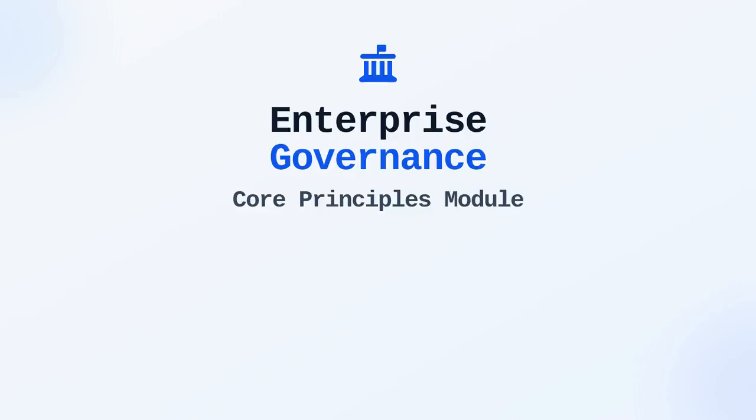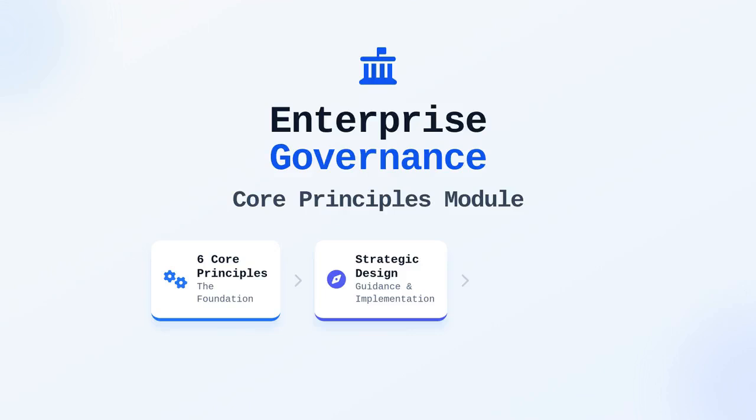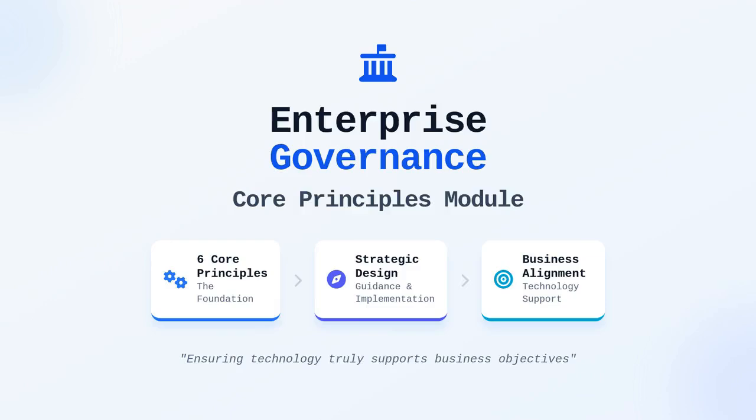Welcome to this module where we explore the 6 core principles that form the foundation of a robust enterprise governance system. We will dissect how these principles guide the design and implementation of governance to ensure technology truly supports business objectives.